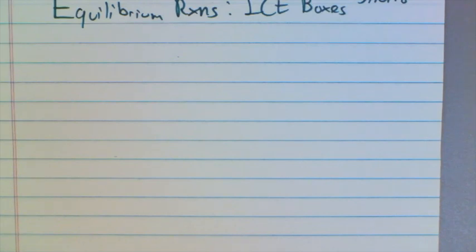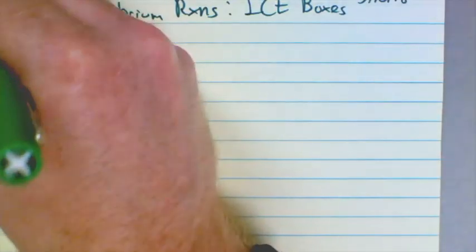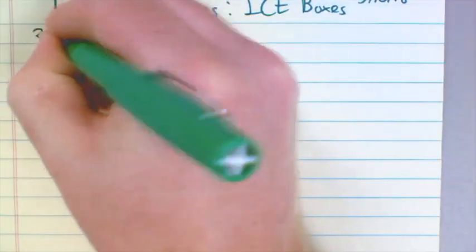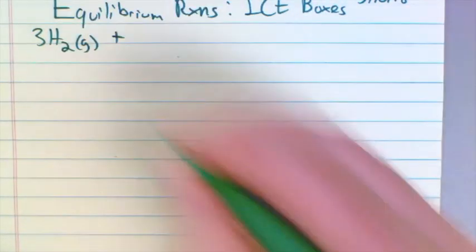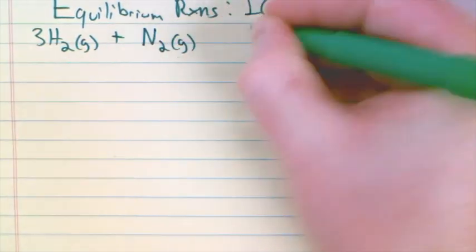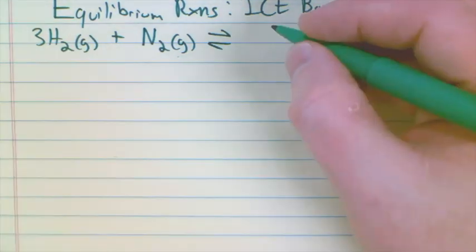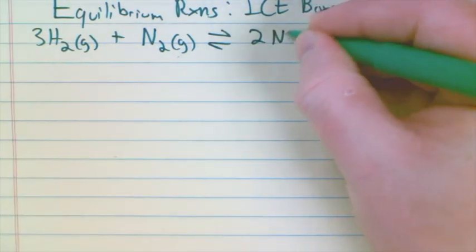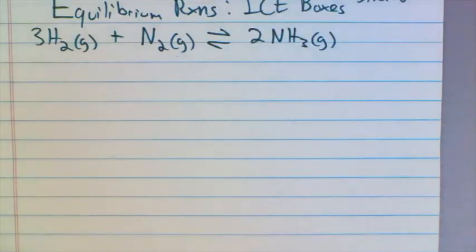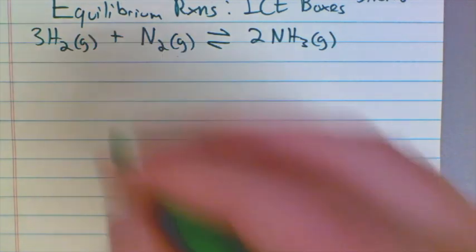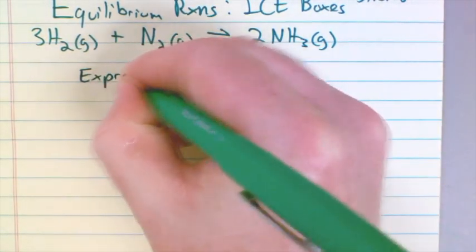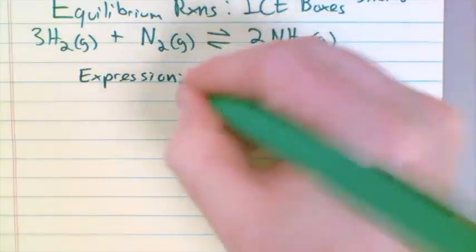So, ICE boxes. Let's consider an example we talked about yesterday. We're going to have hydrogen gas reacting with nitrogen gas, and we're going to produce ammonia gas, NH3. What I'd like you to do right now is write the equilibrium expression for this. So go ahead and write that equilibrium expression.